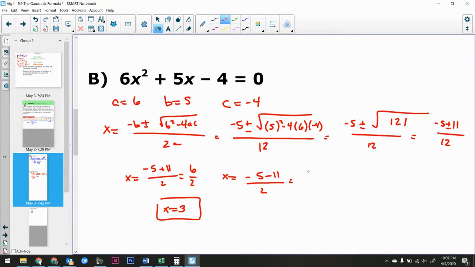And then we get negative 5 minus 11. So negative 16 over 2. So x equals negative 8. Those are my two answers there. Okay. All right. Oh, it's not over 2. It's over 12. What was I thinking? I was going to say those aren't coming out, right? It's over 12. Get those answers out of there.